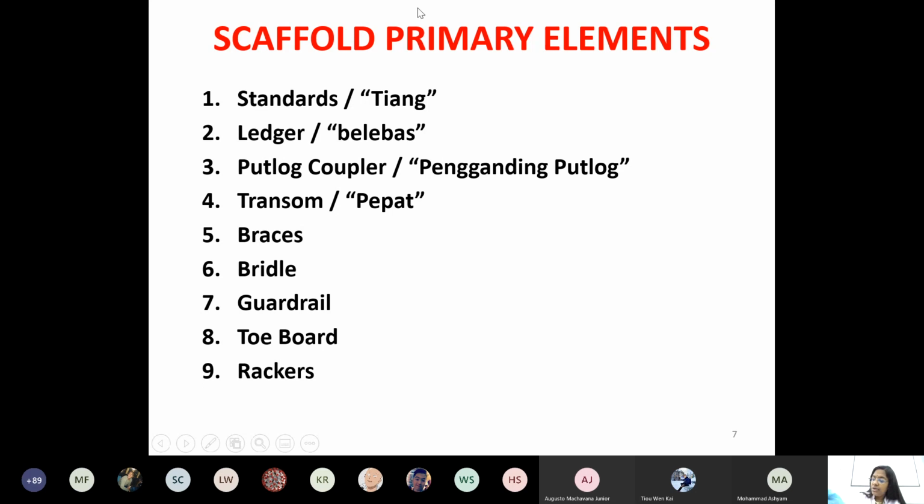Number one is a standard. You have time, right? 6:30. Standards, ledgers, putlock, right? Putlock or putlog, couplers, transoms. What is the meaning of transom? Braces, bridle, guardrail, toe board, rackers.